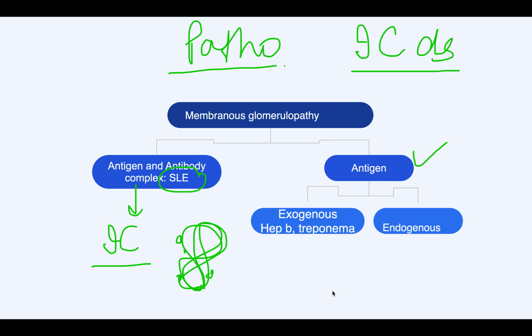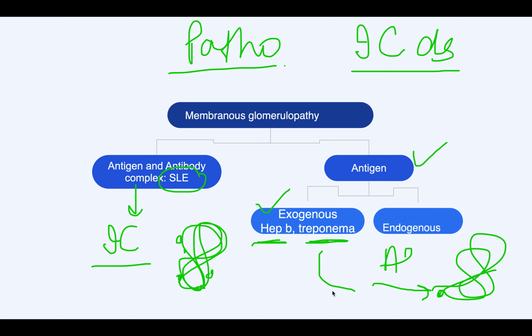Second is if the antigen is directly present in the glomerulus. Sometimes the antigen can be exogenous, such as hepatitis B or treponema. They can go and deposit in the glomerulus, and then antibodies will act against that antigen. But in some cases the antigen is endogenous, that is, certain renal antigens can lead to production of antibodies, and it is a kind of autoimmune process. So there is production of antibodies against the endogenous renal antigens, and therefore membranous glomerulopathy takes place.